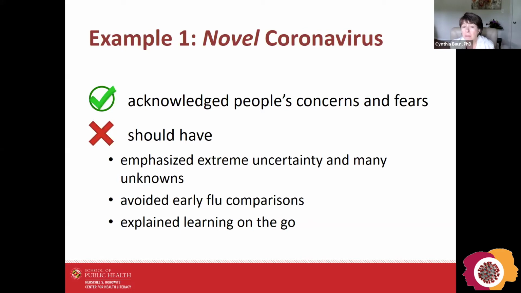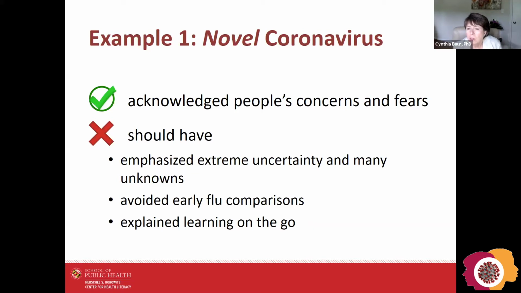But what we did not see much of is how much uncertainty there was around this. I put novel in italics here because while that was the official name of the virus in the beginning, it also should have been a real clue about how cautious we needed to be in terms of talking about what the virus was and how humans might be affected. The extreme uncertainty and how many things were not known about how this virus might affect people should have been a hallmark of what we were seeing in that public information in that very early period.